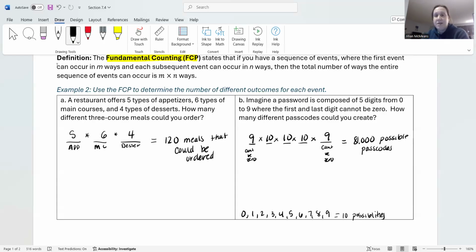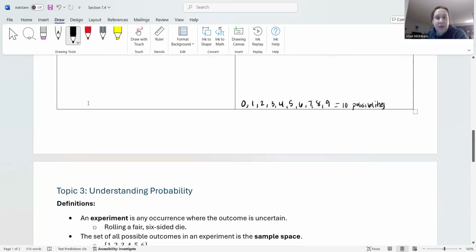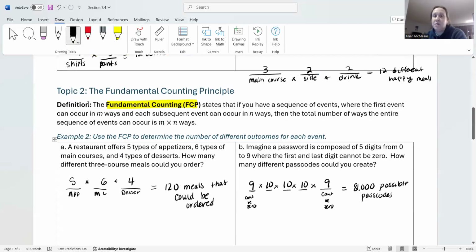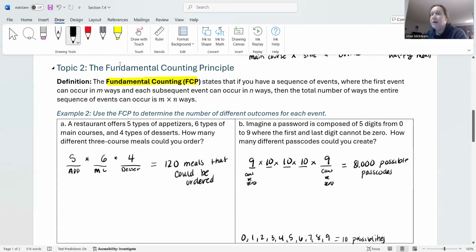Okay, so this is the fundamental counting principle. It's nice, it's slick. It makes finding the number of different ways something can happen very easy to figure out. Okay. So that, I think, yeah, that's it. So we've got counting and tree diagrams, and then we've got the much more efficient fundamental counting principle. In the next video, we will talk about probability.